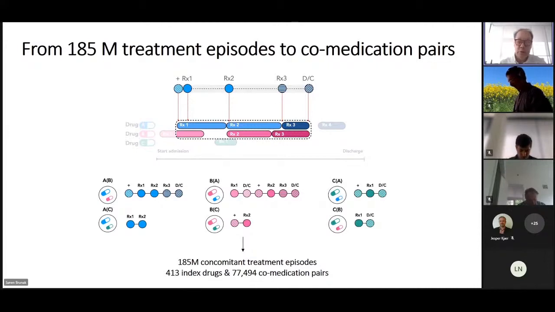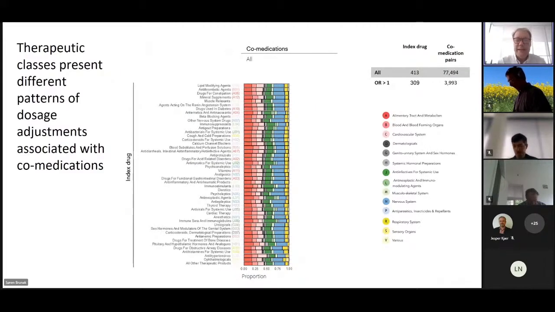And in this data set, 185 million treatment episodes were defined, and due to statistical reasons and also not sufficient monotherapy episodes, we couldn't look across all 1,500 drugs in the data set, but it ended up with 413, and then a lot of co-medication drugs, so a lot of pairs. I will skip some of the details in this, but the idea in her work here was to say, okay, we have an index drug, and then it is prescribed together with other drugs.